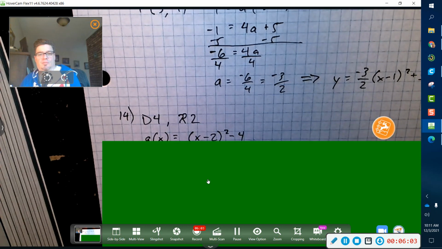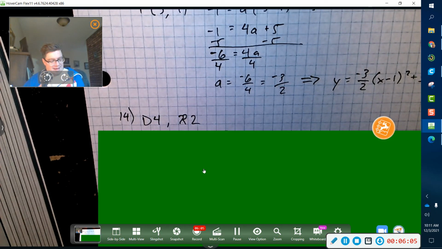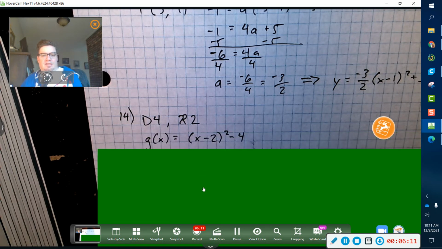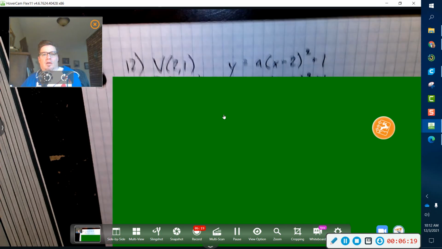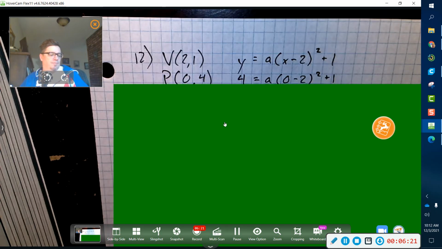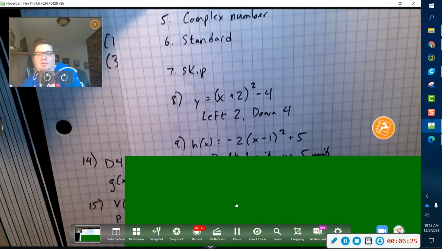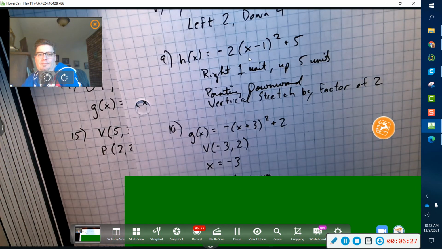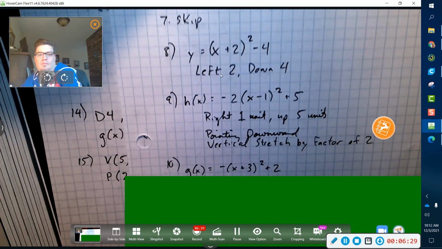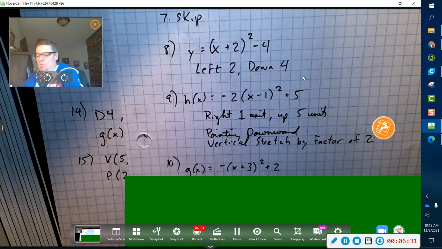Alright, 14. 14 is super simple because it's only saying that if I'm going to go down 4 and to the right 2, then it needs to look like that. Alright, I'm going the opposite direction. Now I'm given the description, give me the vertex form, whereas before you were given the vertex form. Okay, for 8 and 9 you were given the vertex form. Okay, and then tell me what's going on.